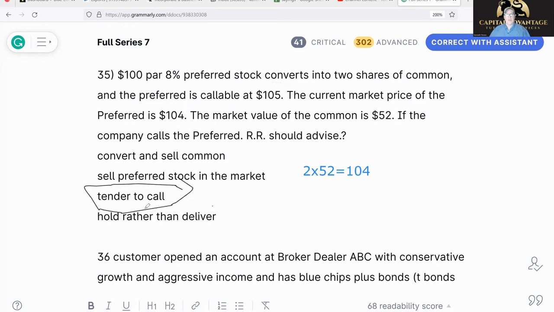Now I'm going to tell you right now, this is never an answer. If they call it, hold rather than deliver is not a thing. You don't get that choice. Okay, that's convertibles. Oh, I might have one more for us. Let's see if we can find it.